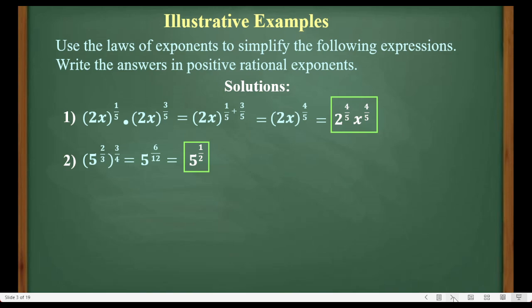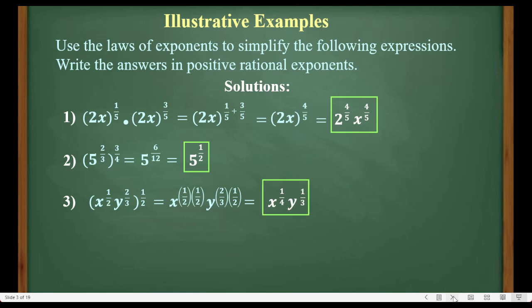Next, we go to number 3. For number 3, we're going to simplify quantity x raised to 1/2, y raised to 2/3, quantity raised to 1/2. Here we apply the power of a product law. So this will become x raised to 1/2 times 1/2, multiplied by y raised to 2/3 times 1/2. Simplifying this further, we have x raised to 1/4 and y raised to 1/3. And this is the answer.